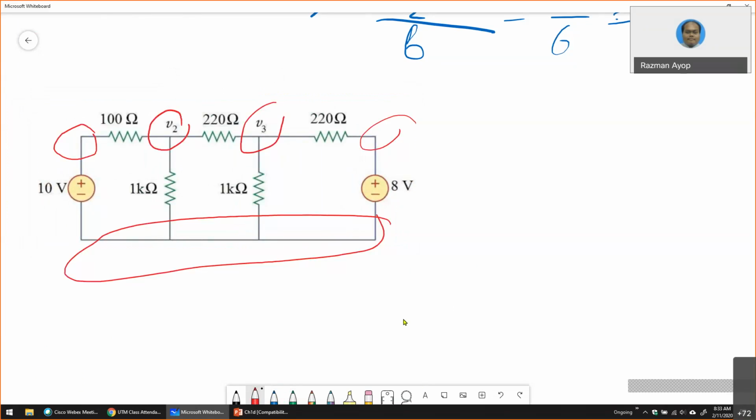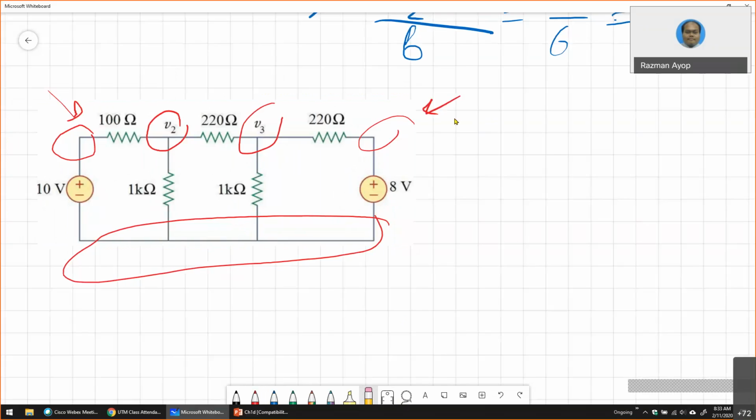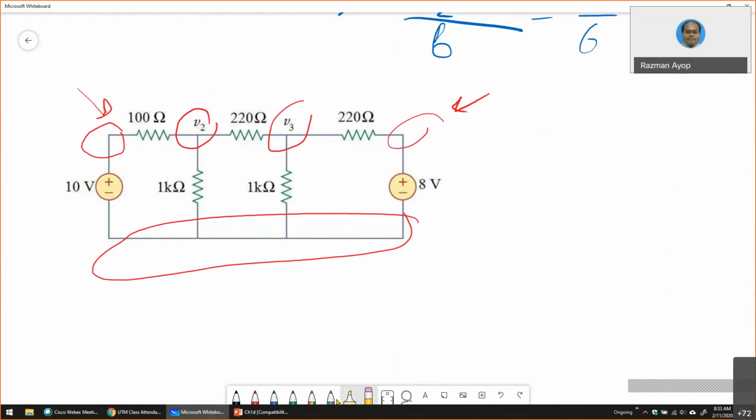But this one is a node with 2 branches. So usually with 2 branches, you just neglect it. So you don't consider a node with 2 branches. So just remove this as a node.